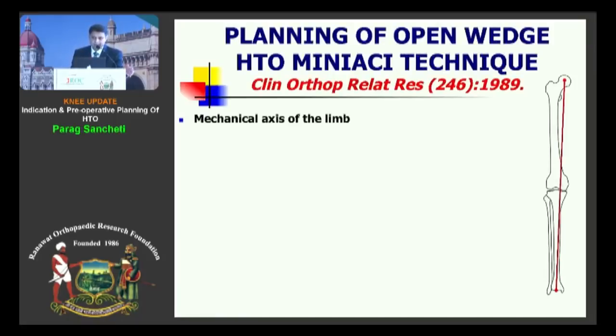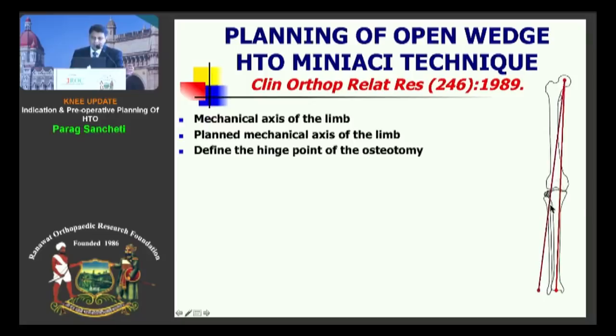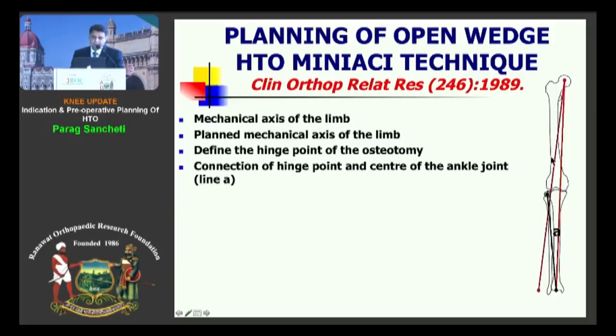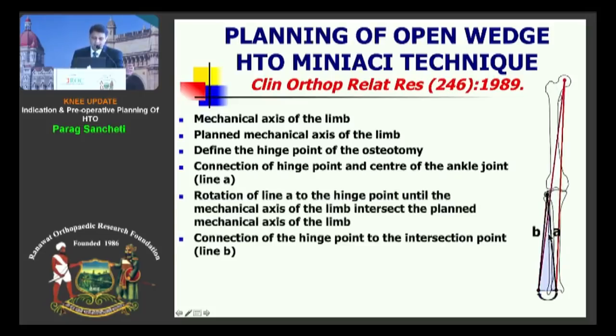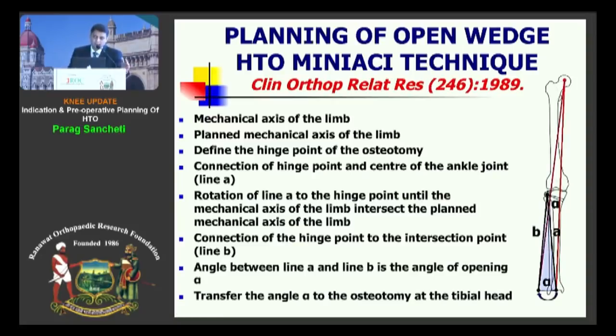You take the long leg x-rays, you first draw the mechanical axis, see where the limb is passing through. Then you plan where you want it to go, whether you choose the Fujisawa point or the Miniaci point. And then you draw another line which is going to pass through that. Then you decide the apex if you're doing an open wedge, where you're going to get the point, and then you connect this to the center of your ankle, where the mechanical axis is here. So this angle which you get is the angle which is called alpha, and then you get this angle, and that angle will transfer to the height of your osteotomy.